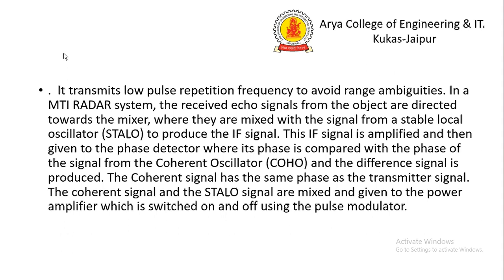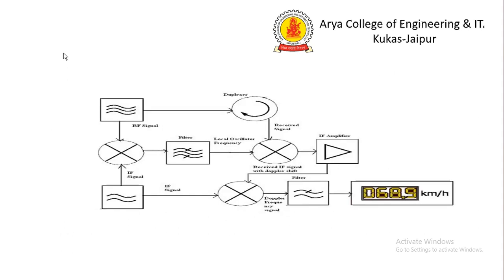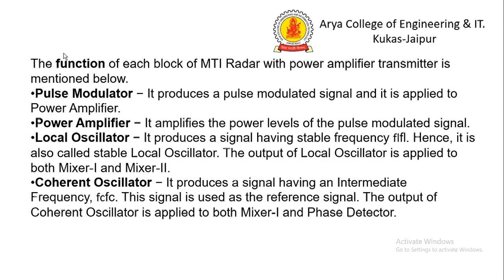So in this slide, the function of each block of MTI moving target indicator with power amplifier, where the main function is the pulse modulator, because in this radar the pulse modulator is used. It produces a pulse modulated signal and it is applied to the power amplifier. It amplifies the power level of the pulse modulated signal.